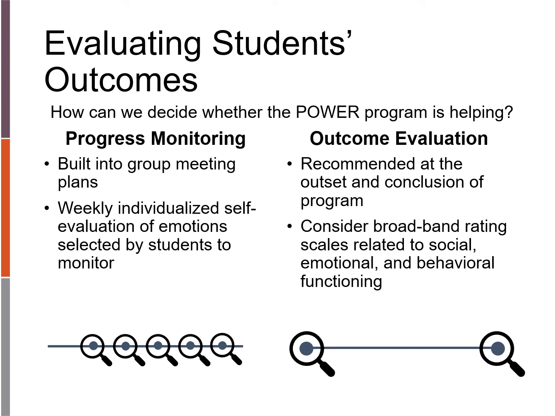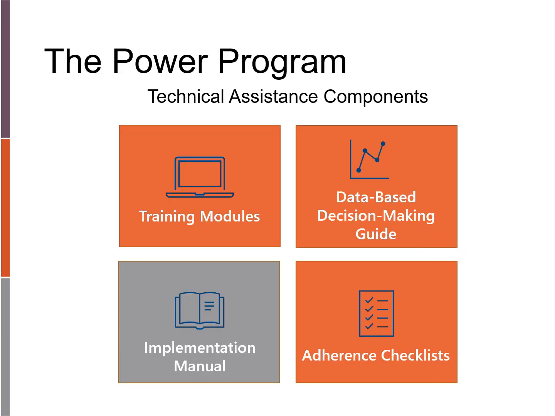It is recommended that an outcome evaluation be used at the outset and conclusion of the program. Again, the Data-Based Decision-Making Guide provides some examples of measures that schools may utilize for this program. The purpose of progress monitoring and outcome evaluation is to determine whether students have adequately responded to the program and what the next steps are for that student. The implementation guide also contains some tips for POWER program implementation, in addition to detailed scripts for each group meeting.